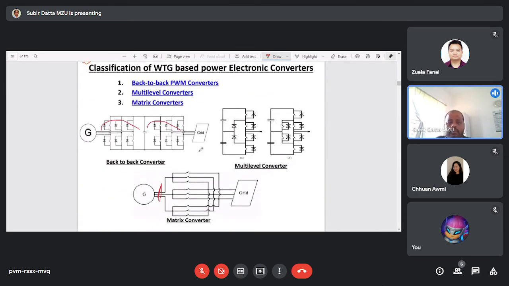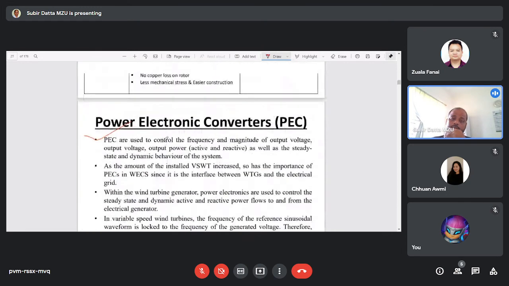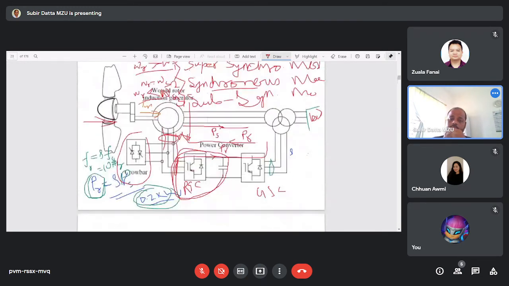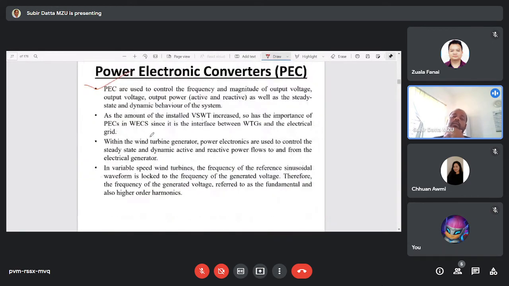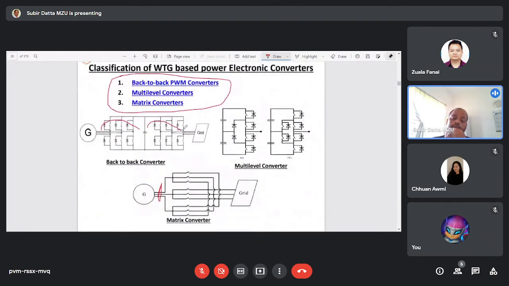Now you just see the classification of power electronics converters used in wind energy conversion systems. These three types of power electronics converters are used to design the wind energy conversion system. This is called the back-to-back converter, which I already explained. In the back-to-back converter, a total of 12 switches are required: 6 here, and 6 here.